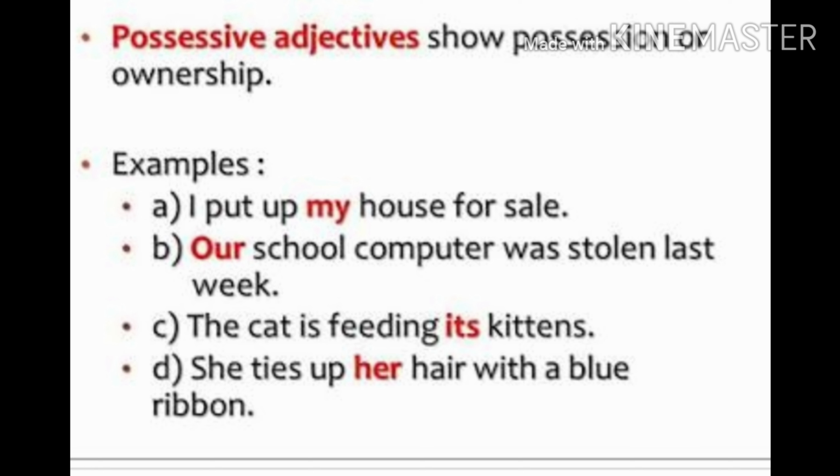Next are possessive adjectives. Possessive adjectives are used to show possession or ownership. Examples: I put up my house for sale. Our school computer was stolen last week. The cat is feeding its kittens. She ties up her hair with a blue ribbon. In the above sentences, my, our, its, her are possessive adjectives. They show possession.